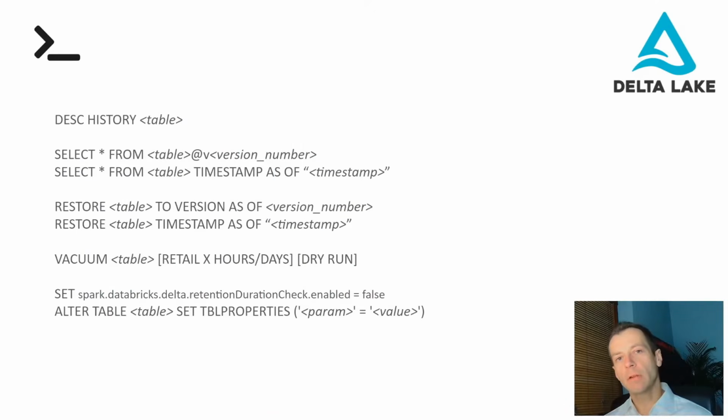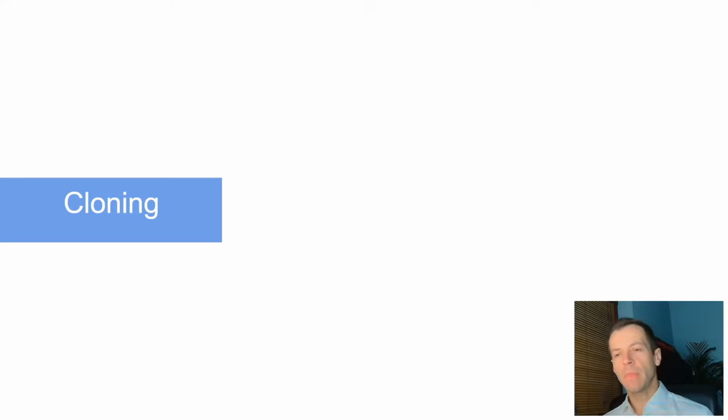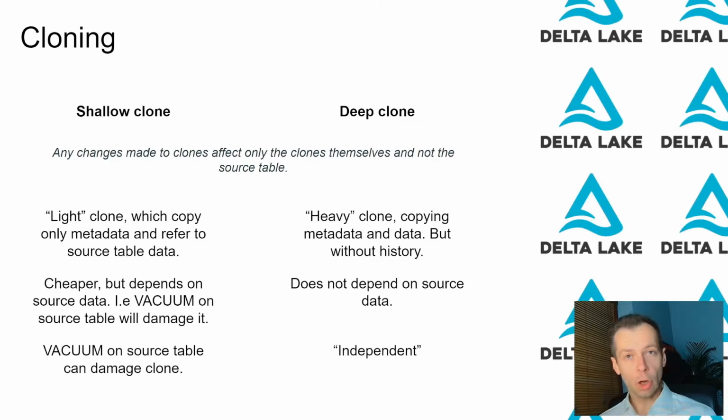And here comes the summary of the commands used in that notebook. Cloning. Cloning is basically about creating a copy of the table, but not a simple copy like create table as select star from another table, but also copying the metadata and sometimes the data. In Delta Lake, there are two types of cloning available. The first one is called a shallow clone, which is a kind of light clone, which copies mainly metadata, and the second one is deeper, called a deep clone. We are going to see it in action. You can read the slide or you can wait for the notebook.